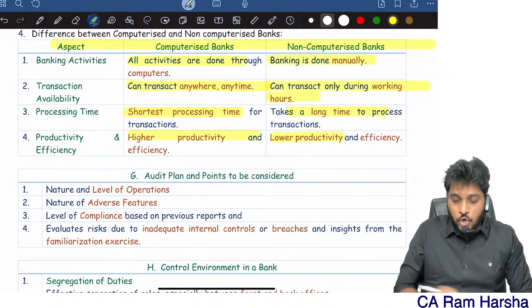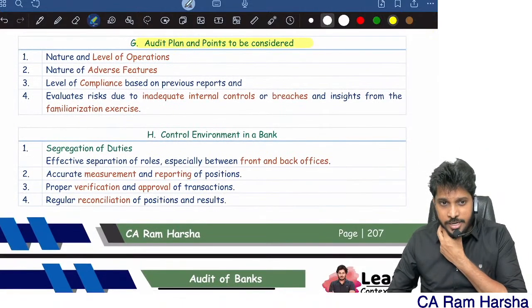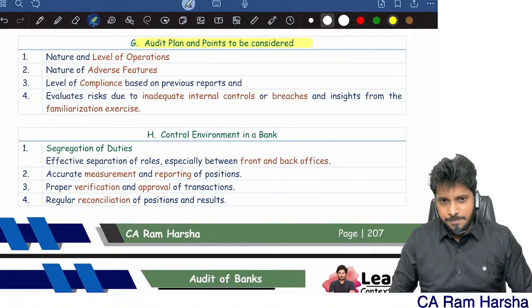Higher productivity, lower productivity. Simple. Okay. Now, the audit plan and what points the auditor has to consider. Just 1 minute.